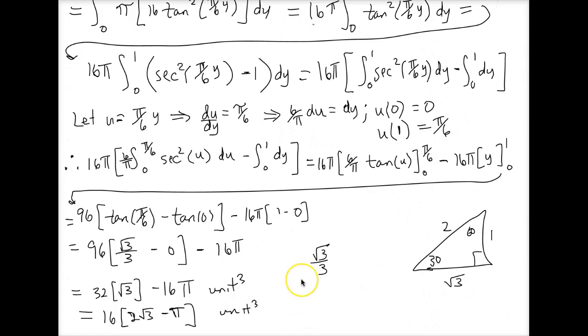And if you're asked to give an approximate answer here, let's say if we round this to 2 decimal places, this would be approximately 5.16 cubic units. Okay. So that's how we do this particular example.